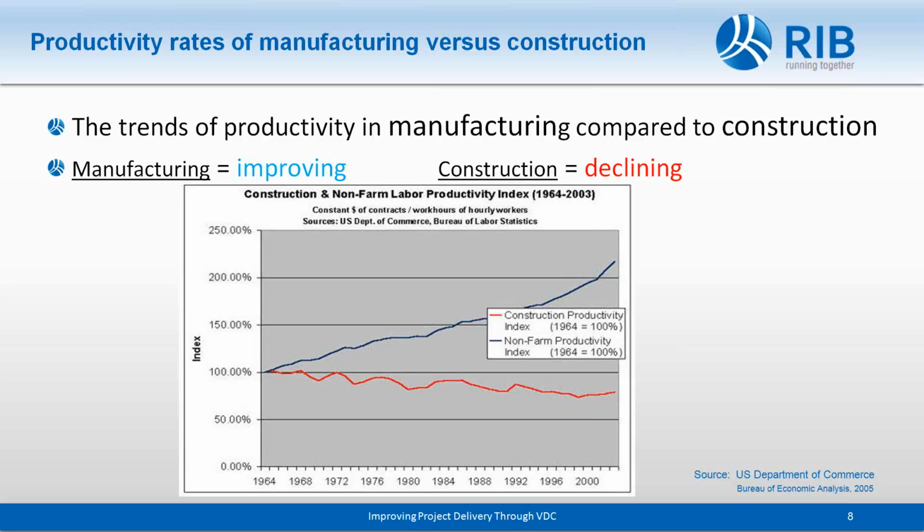If you look at this chart, which was put out in the year 2005, there were probably other versions put out a little bit earlier, but beginning in 1964, they set a baseline at 100% and put manufacturing and construction together. Then over the years, they began measuring the productivity index of both of these industries. You can see how manufacturing productivity has risen over the years. It has slowly but surely and increasingly improved.